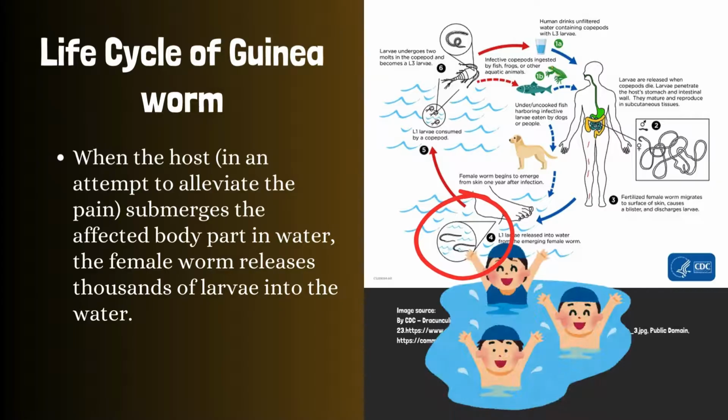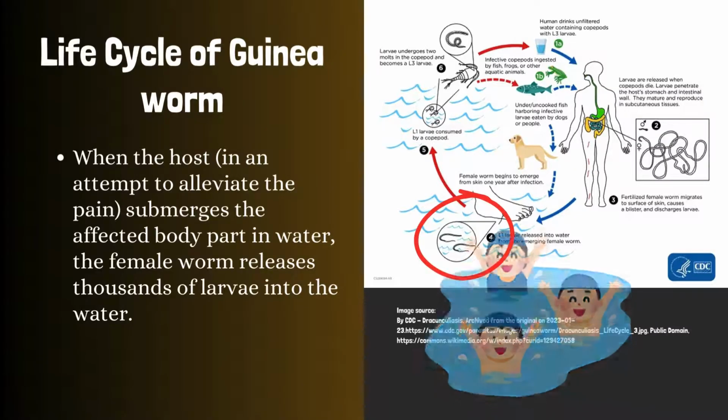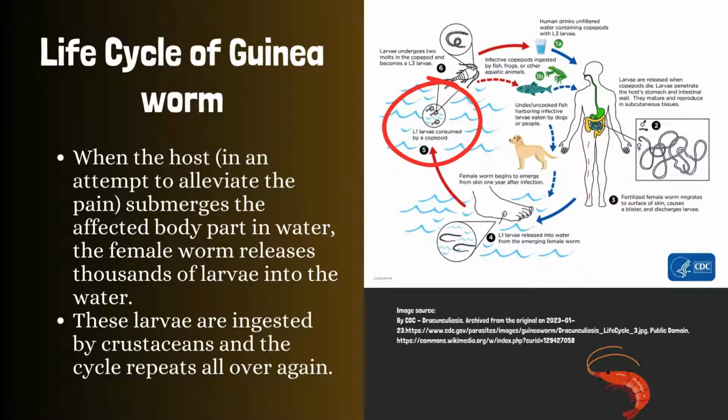When the host, in an attempt to alleviate the pain, submerges the affected body part in water, the female worm releases thousands of larvae into the water. These larvae are ingested by crustaceans, and the cycle repeats all over again.